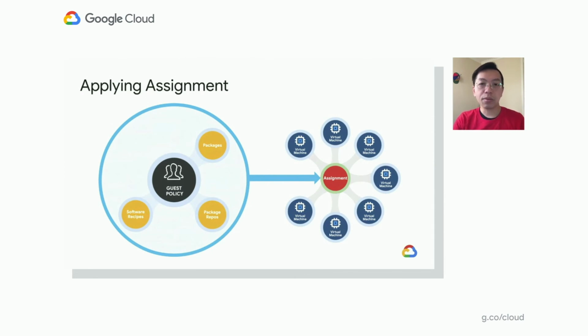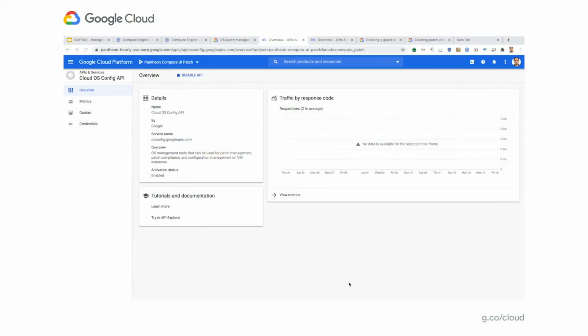So let's quickly see a demo to understand how configuration management works. In this configuration demo, I will talk about three things. Firstly, how do you onboard the configuration management service? Secondly, how to create a guest policy. And finally, how to apply the policy that we have created. I'll also show you some gcloud commands on how to make that happen.